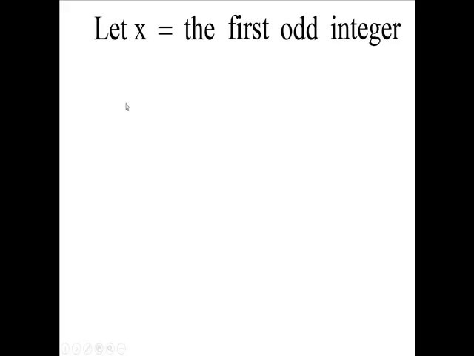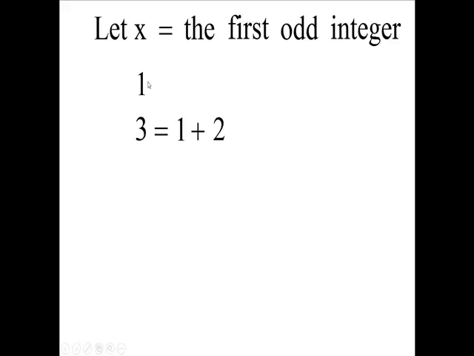Now, for instance, suppose your first integer was 1. The next odd integer would be 3, wouldn't it? Now how do you get from 1 to 3? What do you add to 1 to get 3? You're going to add 2. So 2 plus this 1 back here is the 3.